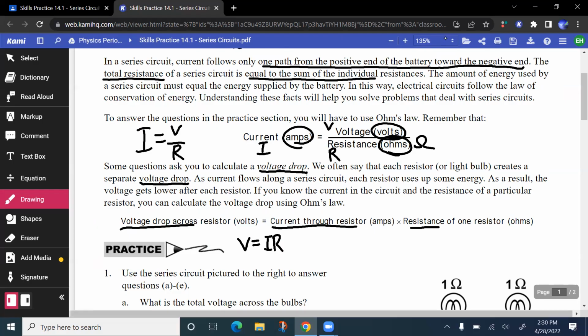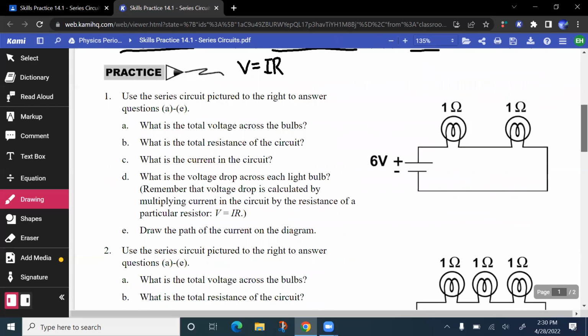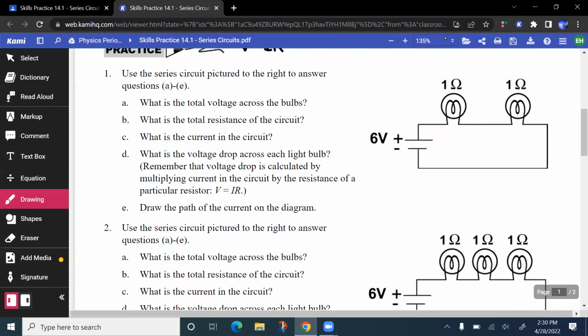Number one, use the series circuit pictured to the right to answer questions A through E. A, what is the total voltage across the bulbs? Well, the total voltage is going to be 6 volts. What is the total resistance of the circuit? Well, we're going to be adding those two together. So the total resistance would be 2 ohms.